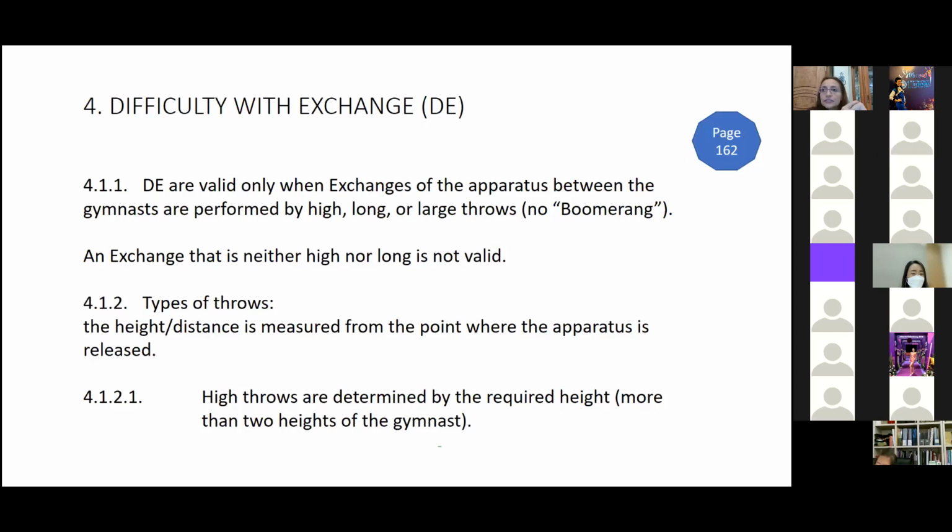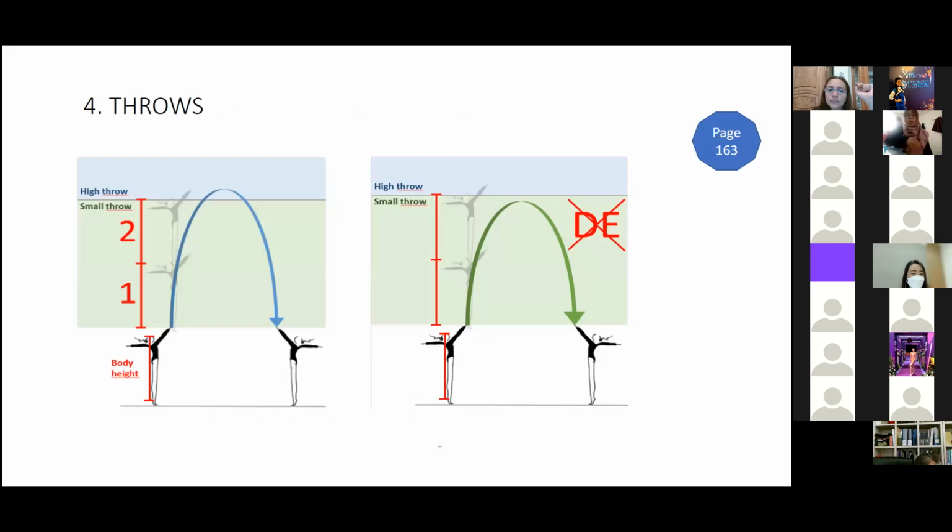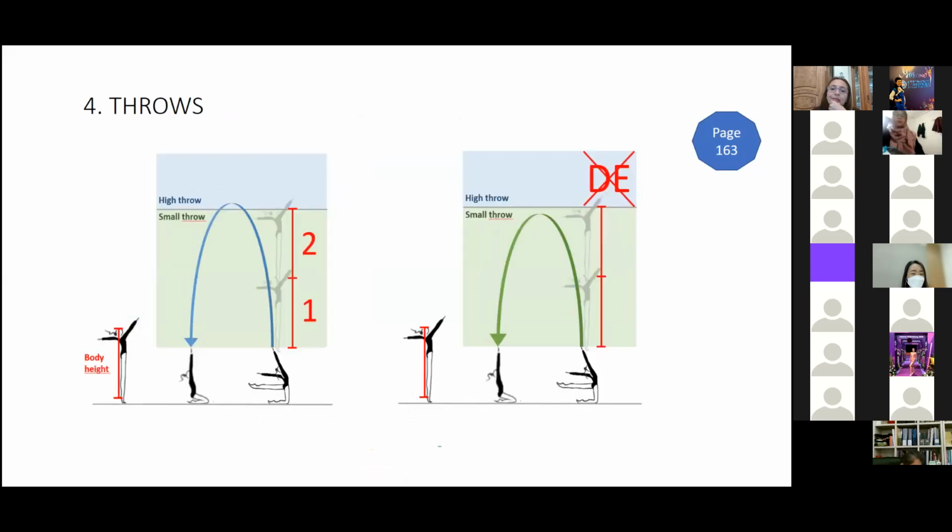Why I said the point of release is the point where the moment is measured for the height or the distance for the type of throw. So high throws are determined by the required height. What does it mean? It means 2 heights of the gymnast. This is called high throws. We need 2 heights of the gymnasts. If it is not high, then the exchange is not valid. We check the point of the release. If it is not high, then the exchange is not valid.